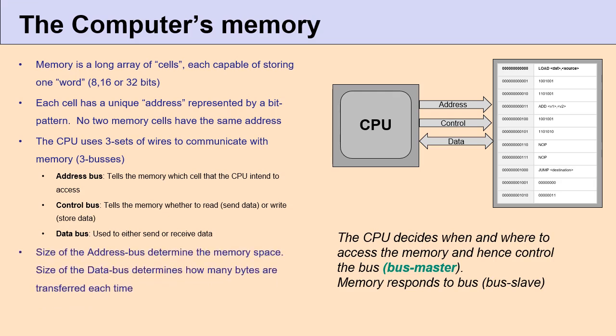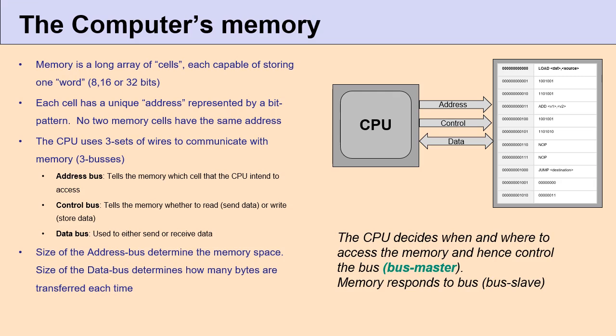Then also the size of the address bus determines how many different memory cells, how many different addresses, it can communicate. So in that context, it determines the size of the memory that the computer can be provided with. Because each memory cell has to have a unique address and that address has to be communicated through the address bus, the capacity of the address bus determines how many different memory cells we can accommodate in the memory.